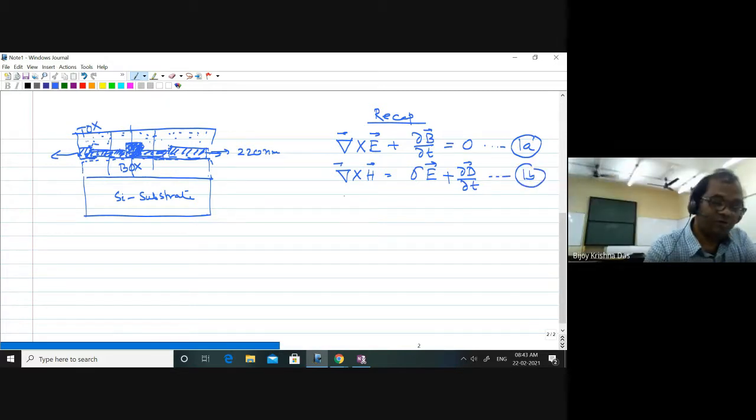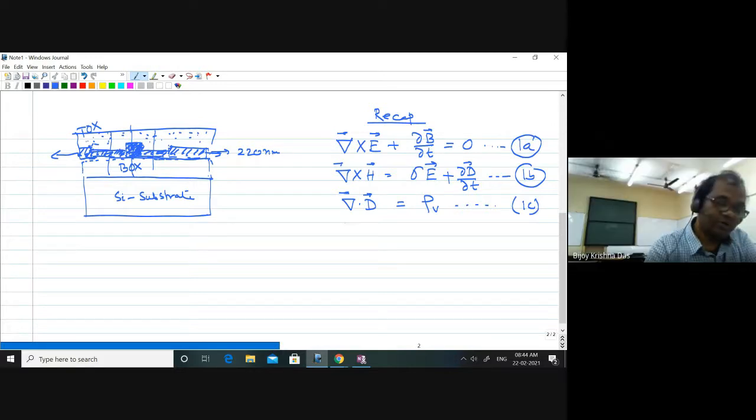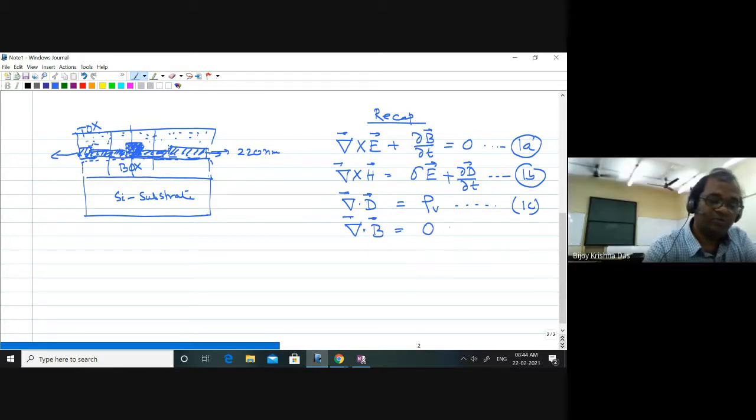This is actually called Ampere's circuital law, Ampere's law, right? And then divergence of D equal to rho V. Let us consider this one as 1C. And then you have your divergence of B, that is actually 0 in principle. This we define as 1D. So these are the four Maxwell's equations.